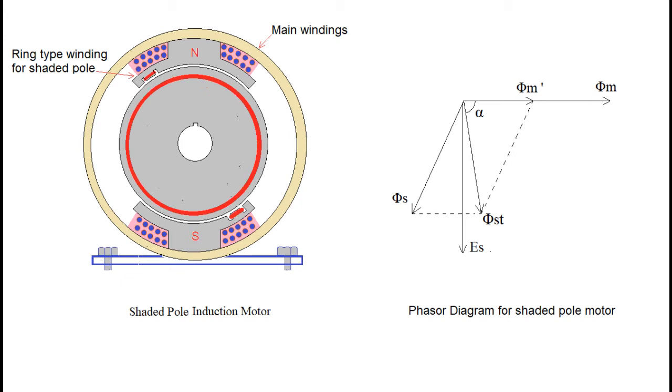In case of running conditions, main pole may act like a main winding, but this motor is used only for small rating due to low efficiency. The rating is limited to only 50 watts.